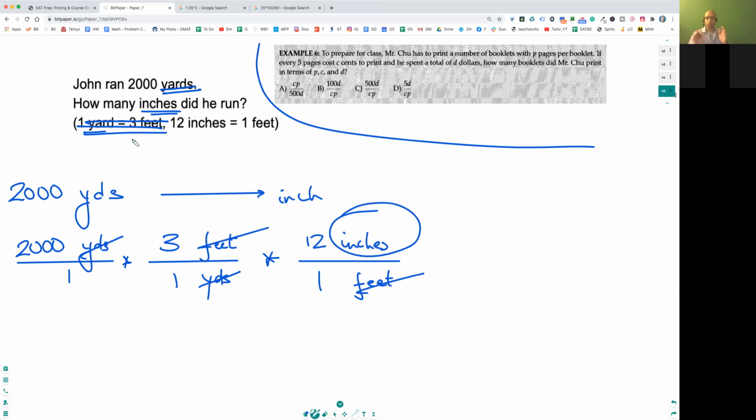So the SAT problems are just kind of letting you one after the other. You just got to keep solving them, okay? So all you got to do is you cancel the feet, and you're left with inches. And look, all the units are gone. You converted the yards to inches.